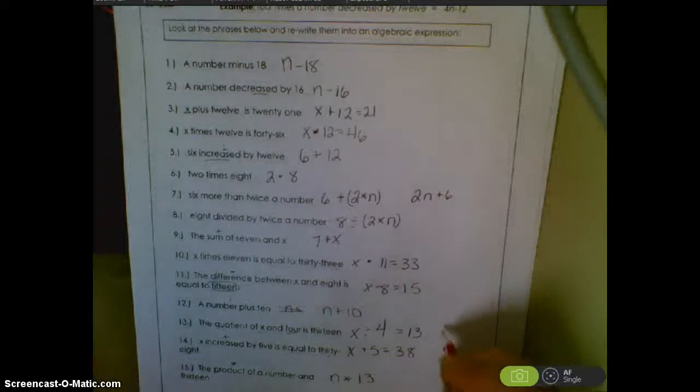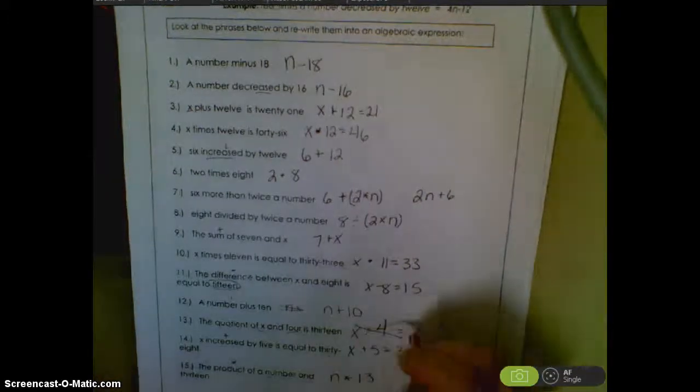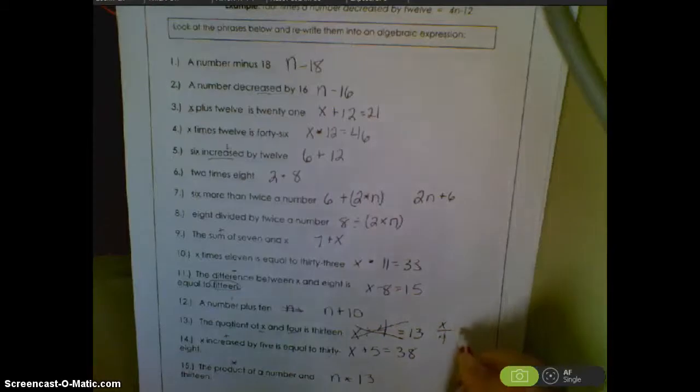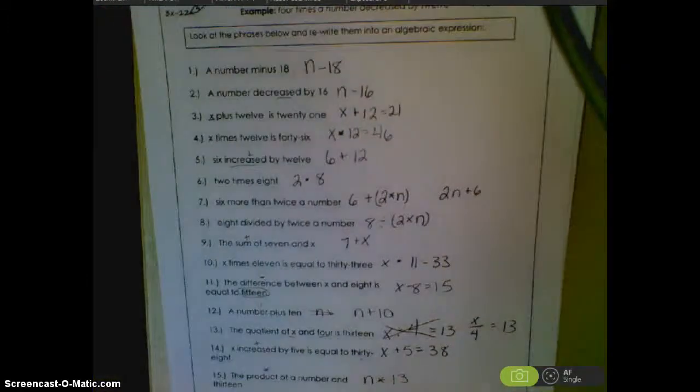Another way to write this one, just in case I have it in backwards order, which I sometimes do, and I'm just going to make sure I do it correctly. I'm going to do it this way. X over 4, which still means x divided by 4 equals 13. When I do it this way, I sometimes get them in the wrong order, and I want to make sure I'm not doing it the wrong way.